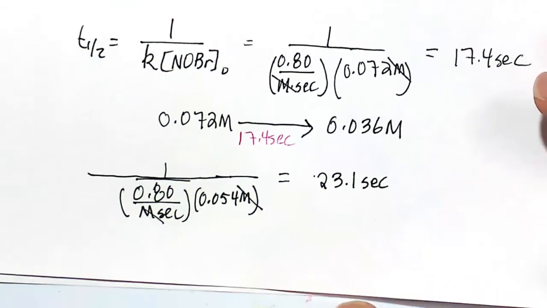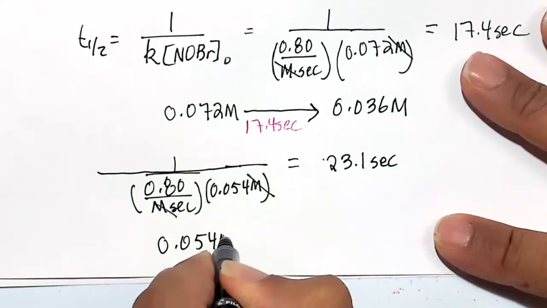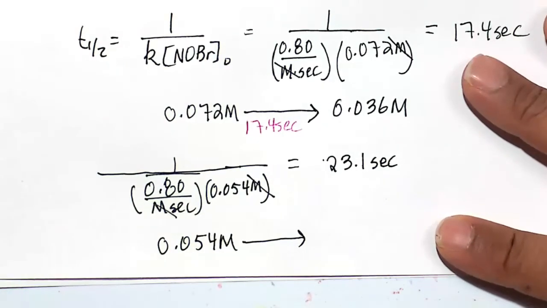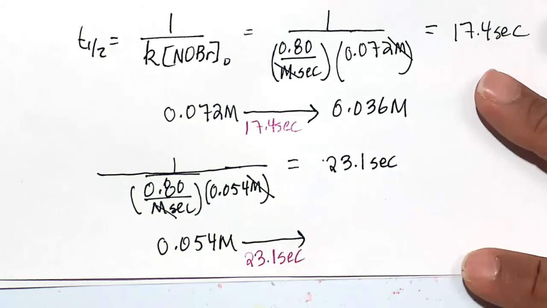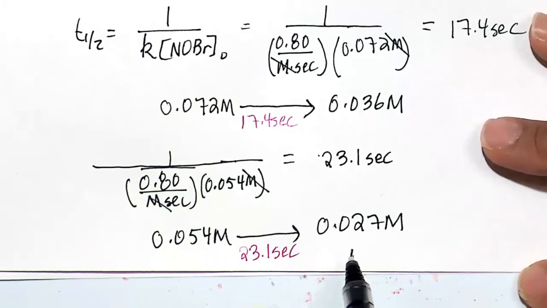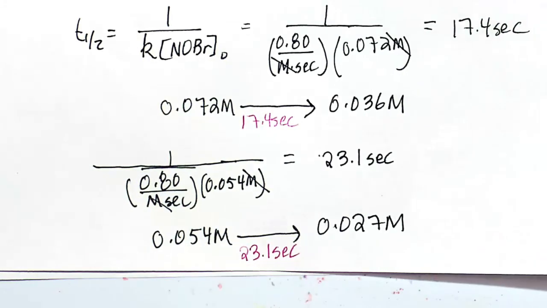So what does this mean? It means that if you're starting from 0.054 molar, after 23.1 seconds, or roughly, this thing will decay to whatever 0.054 divided by 2 is. The concentration will go to 0.027, exactly half of this, the very definition of a half-life.